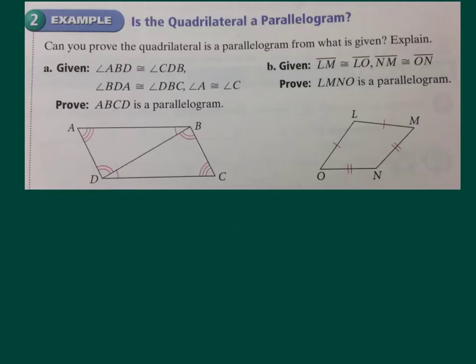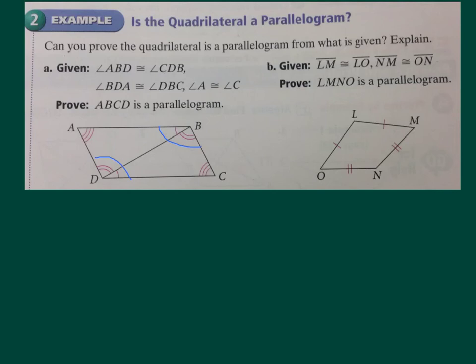In example 2, they're asking us to see if we can determine whether these figures are parallelograms or not. In part A, they give us all three pairs of angles are congruent. So right away we know if opposite angles are congruent, it's got to be a parallelogram. So we can see angle A and angle C are congruent. And then when we add up the one arc and the two arc, this big angle has got to be congruent to this big angle, because the one arc and the two arc have got to equal the blue arcs. So yes, because both pairs of opposite angles are congruent, this figure has to be a parallelogram.